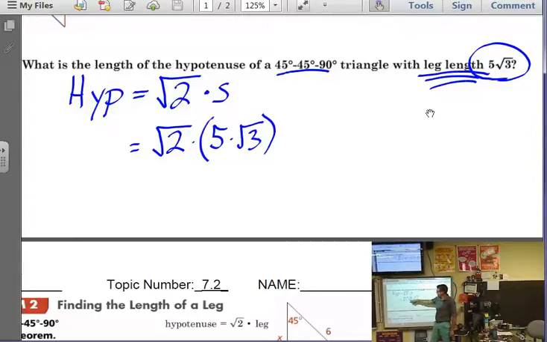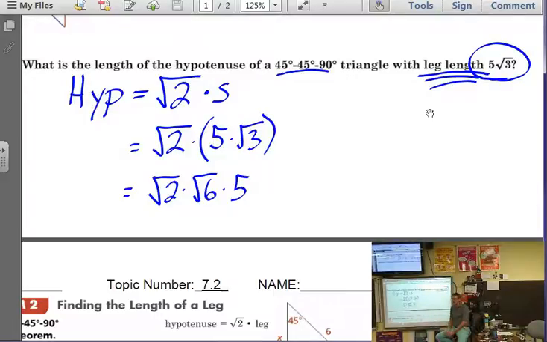And I don't really need these parentheses. And I'm going to reorder this to put my radicals next to each other, because multiplication is commutative, I can put them in any order I want.